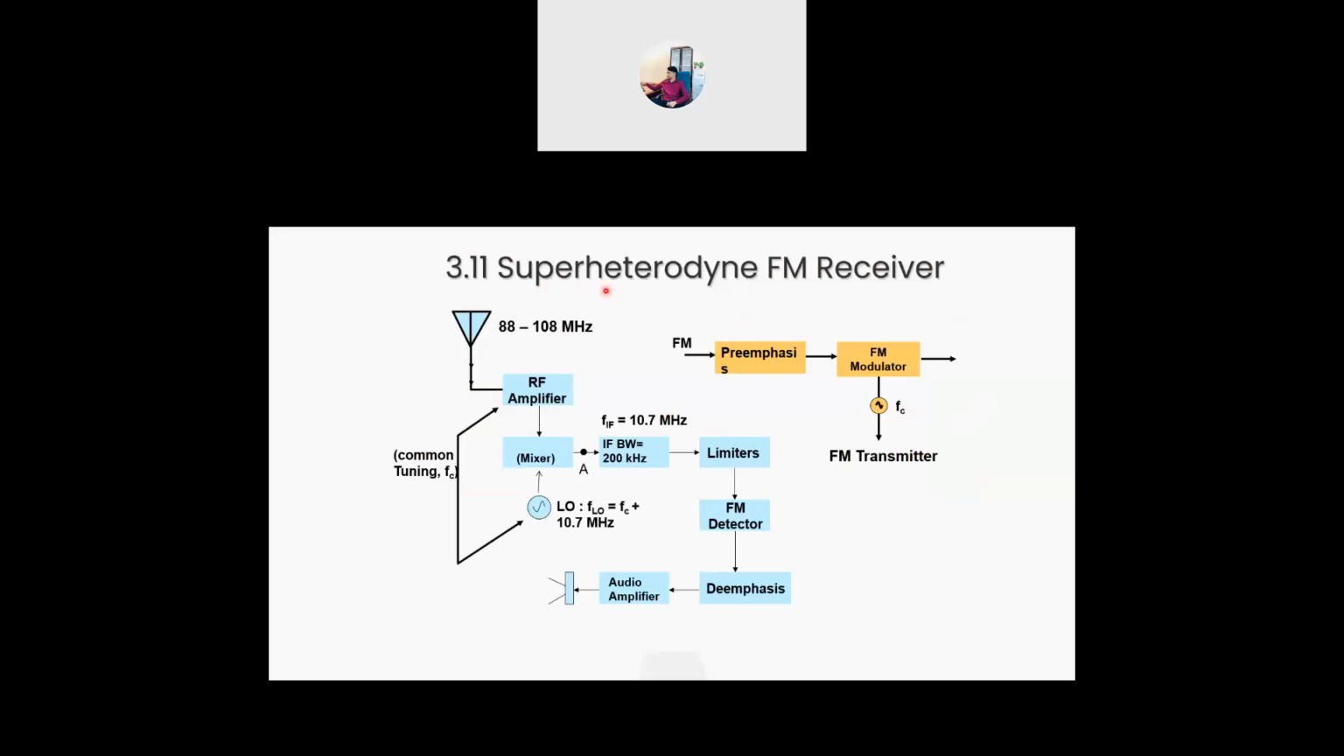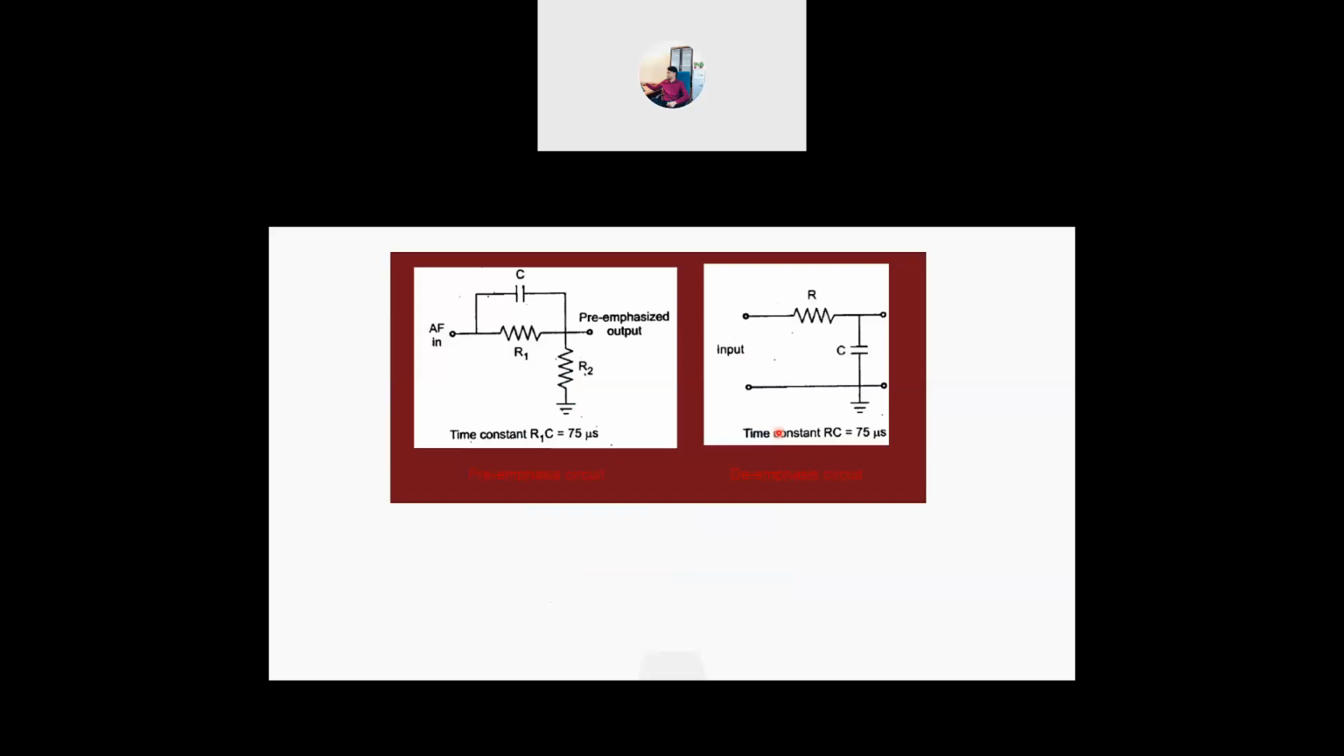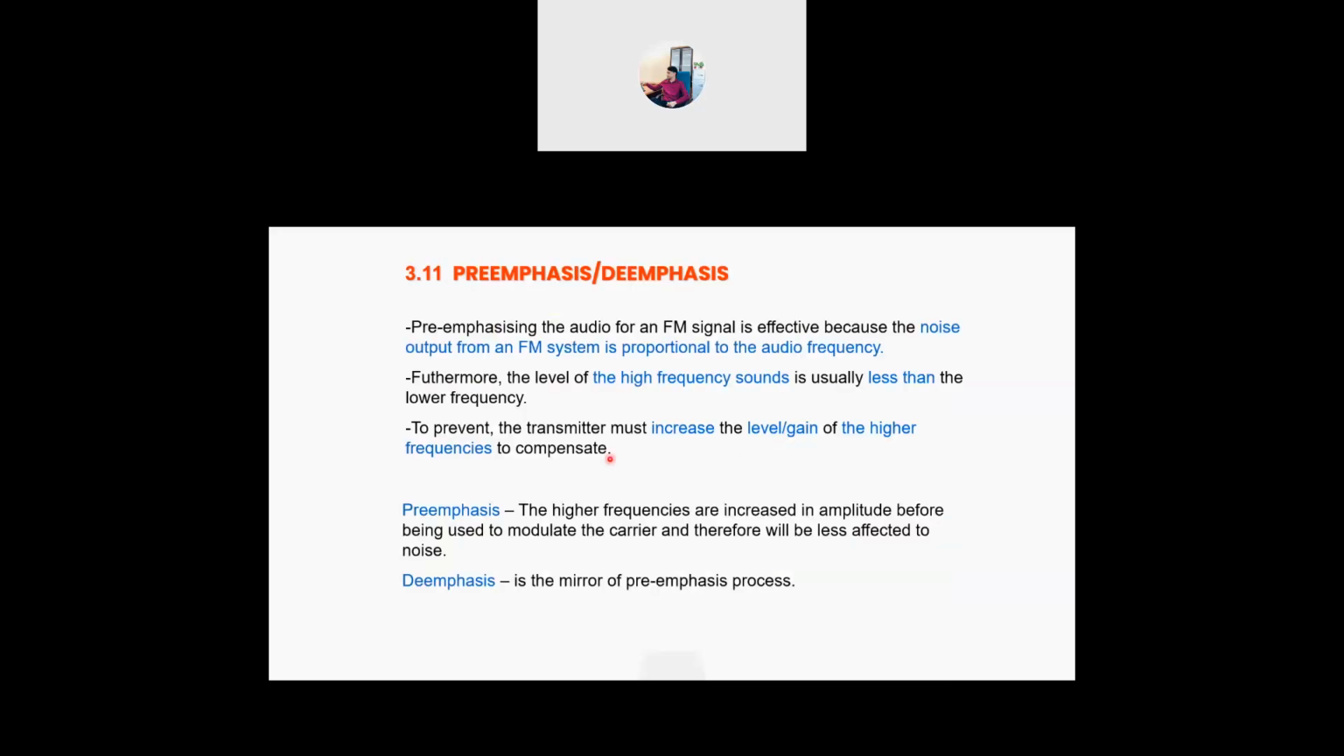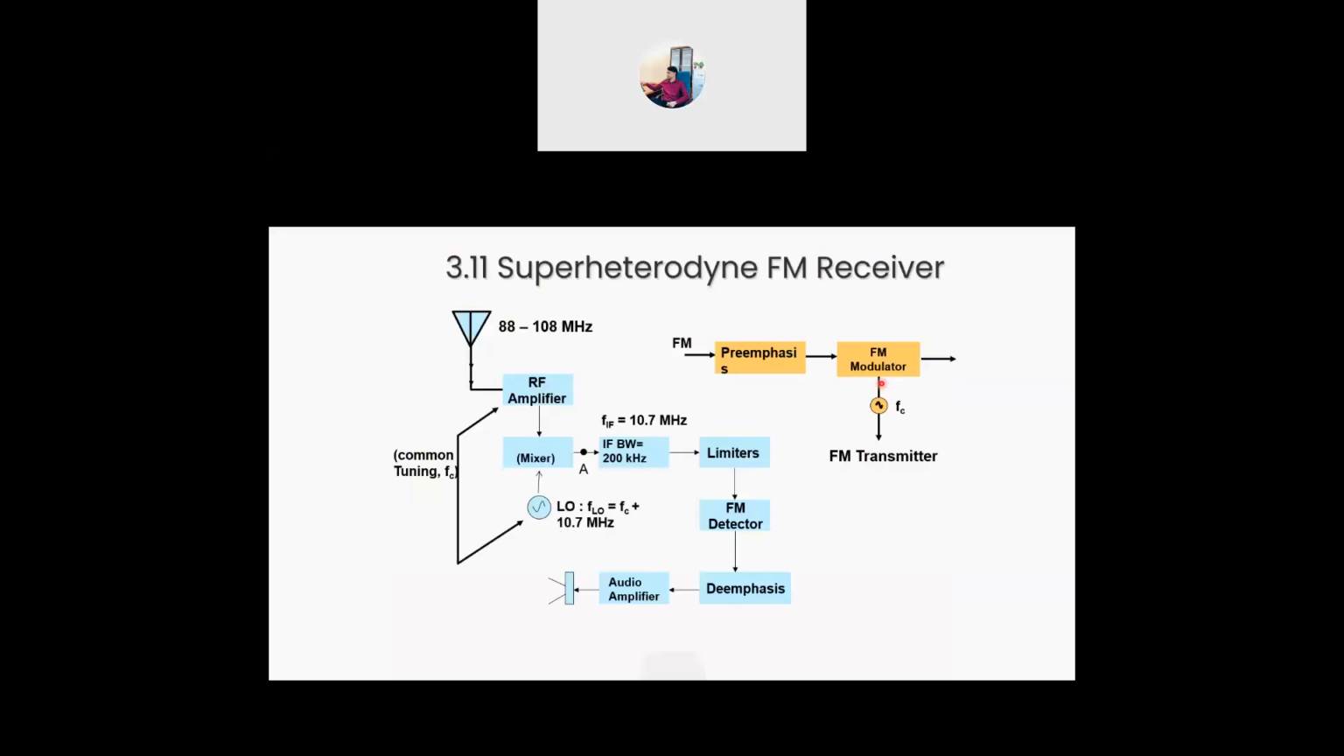This is a superheterodyne FM receiver. At the transmitter side, before modulating we need to pre-emphasize our signals, where the amplitude of the higher frequencies is increased. As we mentioned just now, the transmitter must increase the gain of the higher frequencies to compensate. In pre-emphasis, the high frequencies are increased in amplitude before being used to modulate. That's why it is before the modulator. So we have this pre-emphasis at our transmitter side.